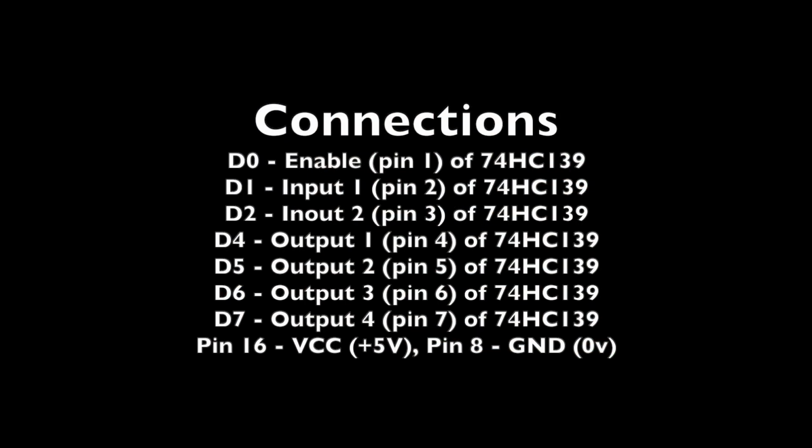The 74HC139 is connected as such. VCC is connected to pin 16, ground to pin 8. The enable pin is connected to D0. Both the inputs for the logic decoder are connected to D1 and D2, and the 4 outputs of the logic decoder are connected to D4 to D7.